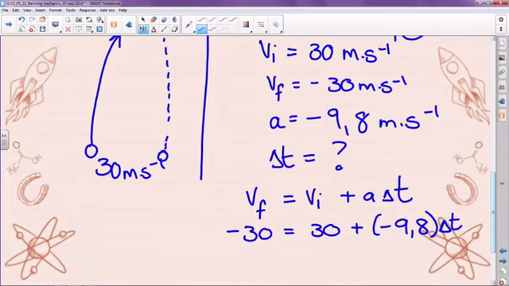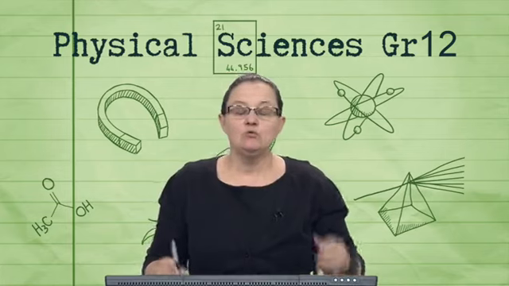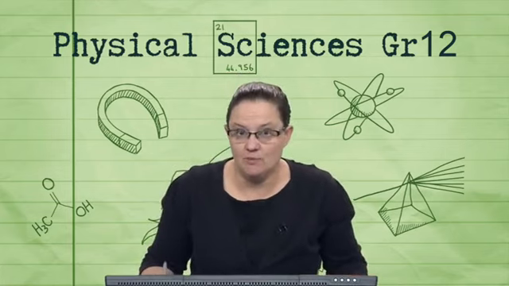Okay, so now the 30 goes over, so we have minus 60 divided by minus 9,8, and my time is now 6,12 seconds. Guys, if you get a negative time here, you will have made a mistake. You cannot have a negative time because time can't go backwards.